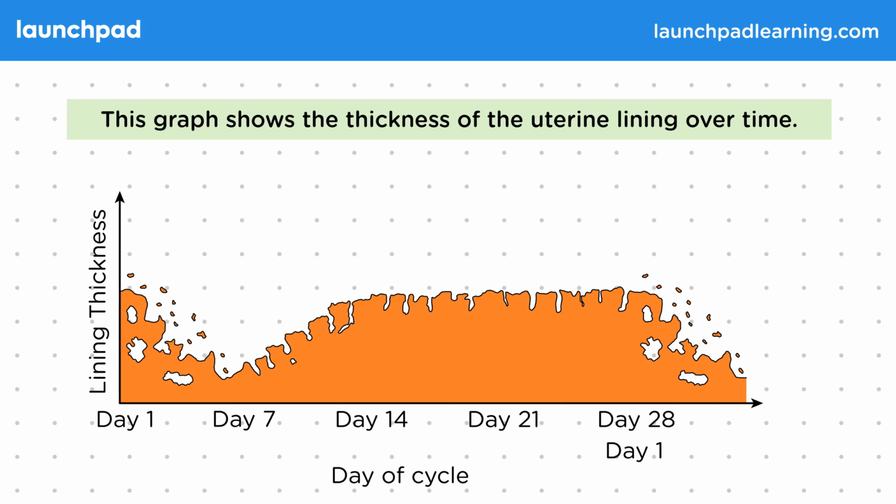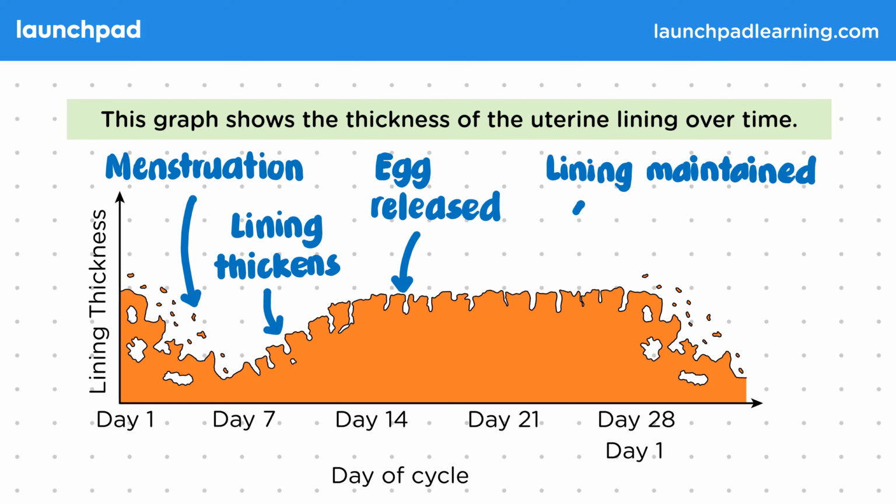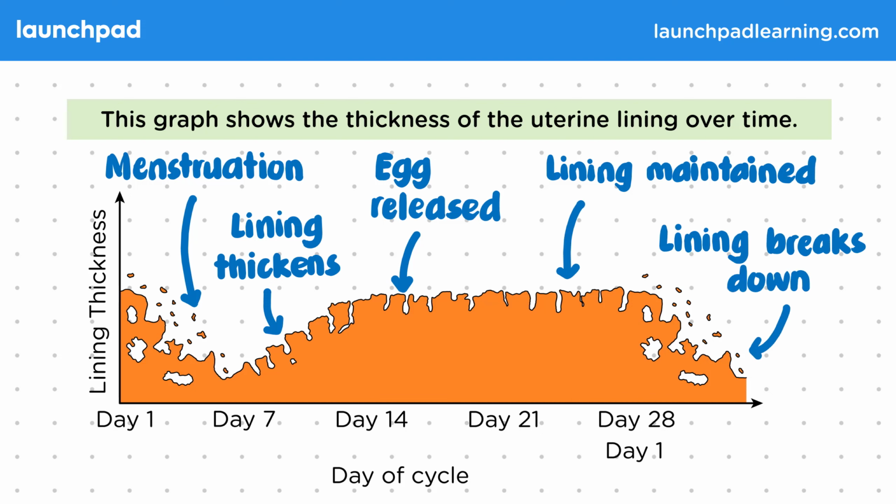This funny-looking graph is often used to represent the menstrual cycle. This graph shows the thickness of the uterine lining over time. So over here, from day 1 up to around day 7, you can see that the lining is getting thinner. This is when menstruation is happening. After menstruation, so from day 7 onwards, the lining thickens again. Around day 14 is when the egg is released, when the lining is thick. The lining thickness is then maintained until around this point, after which the lining breaks down again.